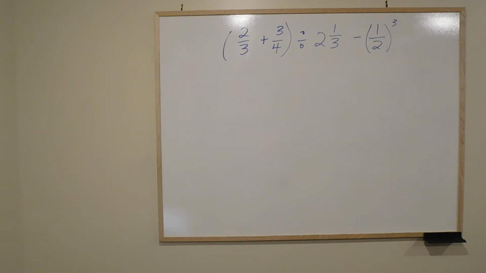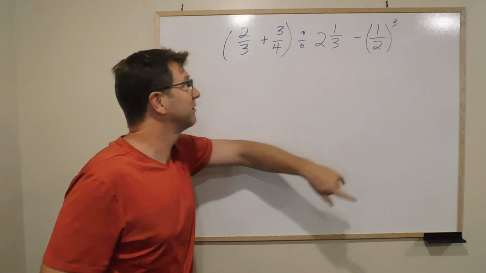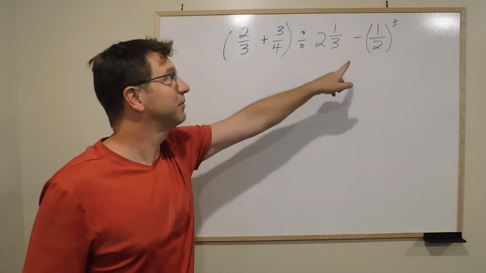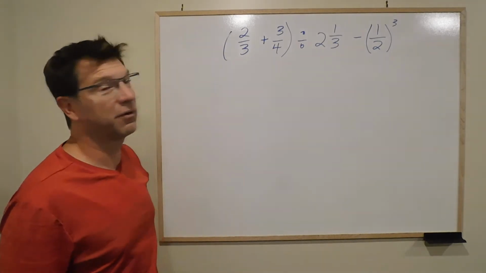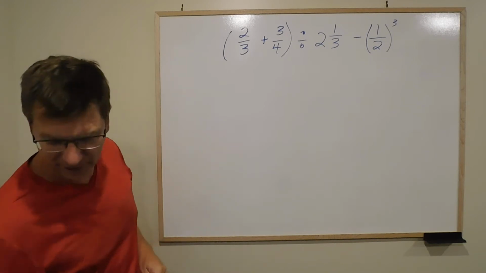Okay, this one has a lot of pieces in it, right? Because not only do we have fractions, we have brackets, we have exponents, we have addition, subtraction, division. Really all we're missing is the multiplication. So this has all the different pieces of BEDMAS. We're going to have to work through them.